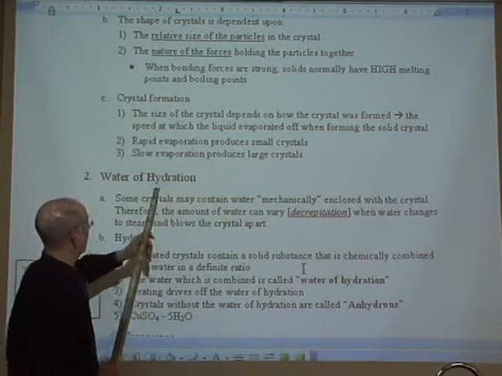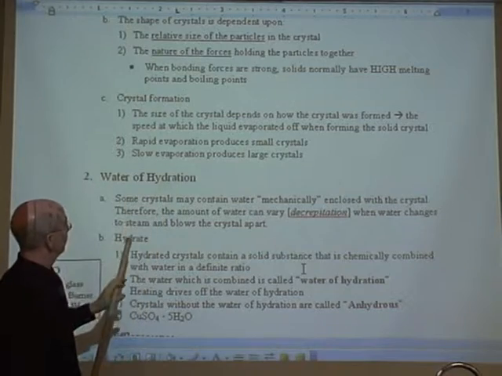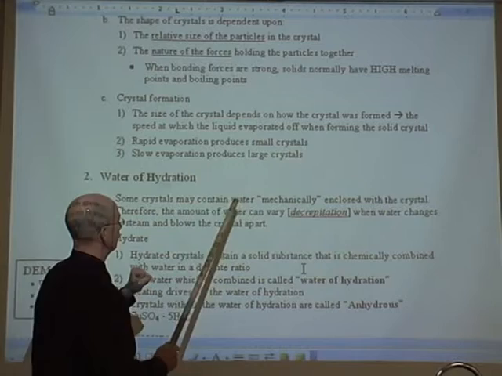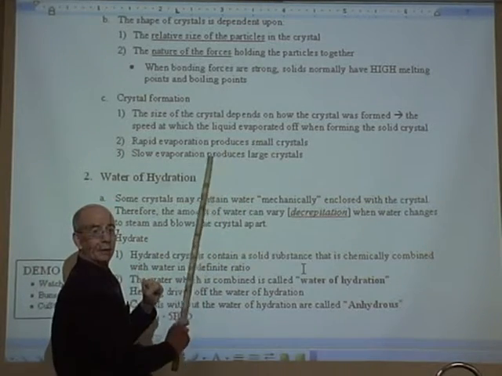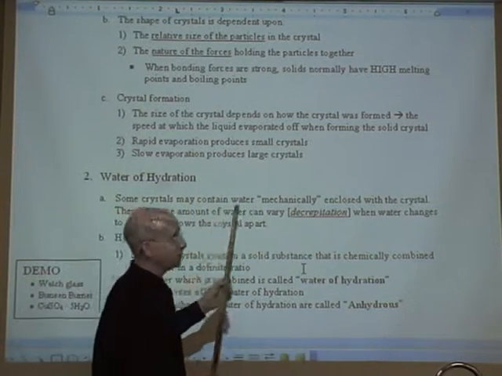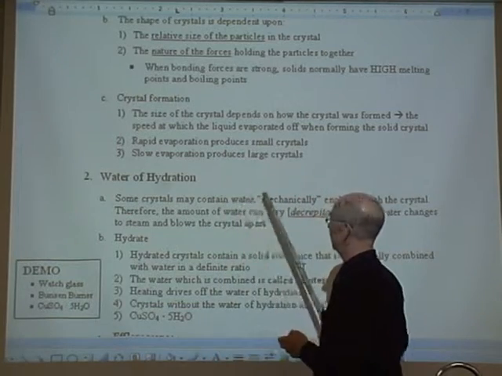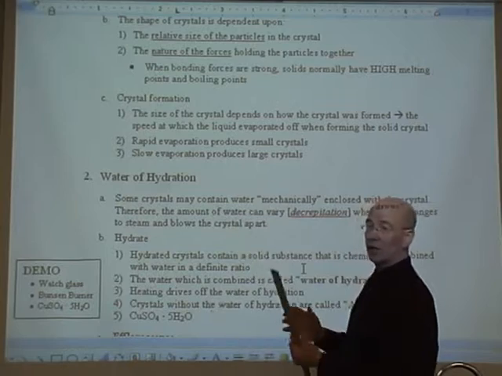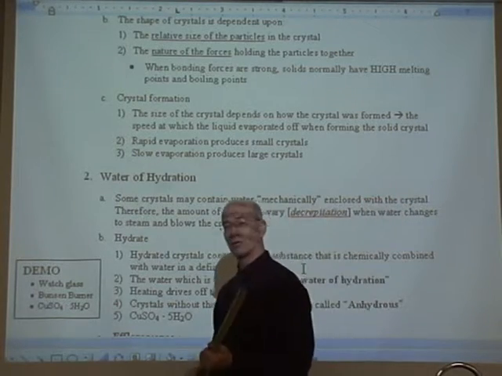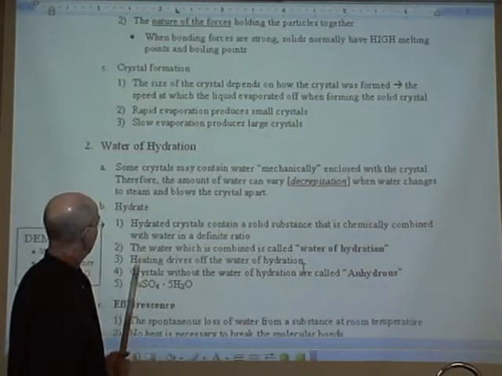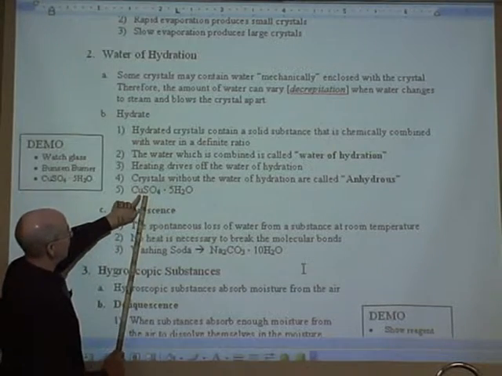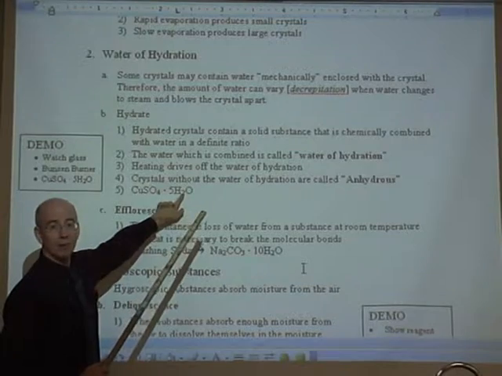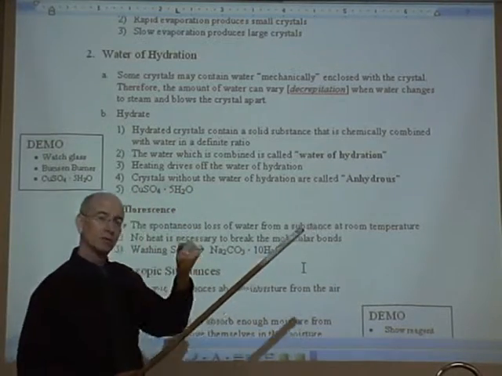The next thing we want to look at is water of hydration. What happens is when a solid forms a crystal, and they go at different rates, some crystals contain water mechanically enclosed in it because it might evaporate off quicker. So the water actually gets caught in there. There's different amounts of water in a crystal. So for instance, if we look down here, we can see an example of copper sulfate with 5 waters attached to it. Where'd that water come from? Well, it came from when it was making the crystal of that.